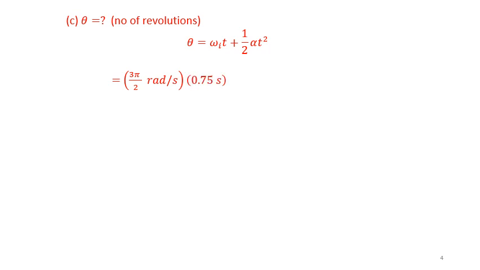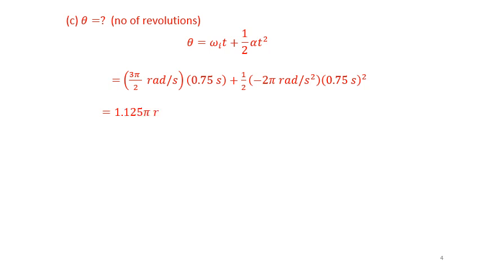For this third part, the number of revolutions that the revolving phonograph record makes in 0.75 seconds, that's theta. One of the equations of motion will be useful here: theta equals omega subscript i t plus half alpha t squared. You know the value of omega subscript i, which is 3 pi over 2 radians per second. The time is 0.75 seconds, then plus half into bracket, your alpha is minus 2 pi radians per second squared, and your time squared, so 0.75 seconds squared.